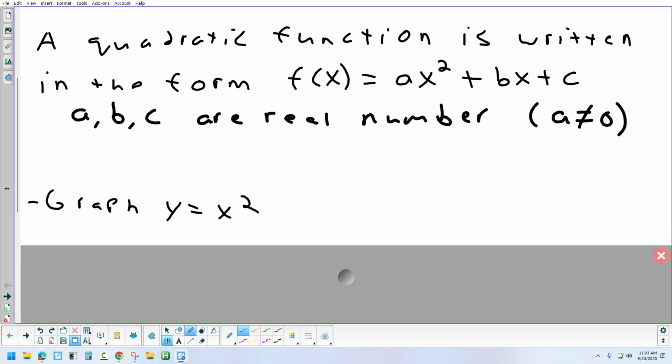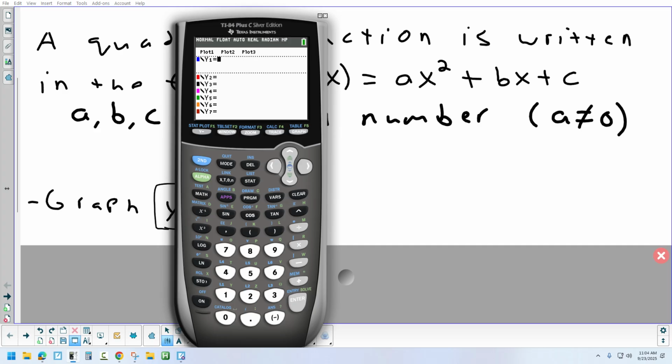Okay, so let's graph y equals x squared, just to make sure we remember what that looks like. This is called the parent function. The parent function is the simplest function you can have in a given category. So that's the simplest parabola that we can do, y equals x squared. Okay, so let's put that in. Hit graph. And there we go.